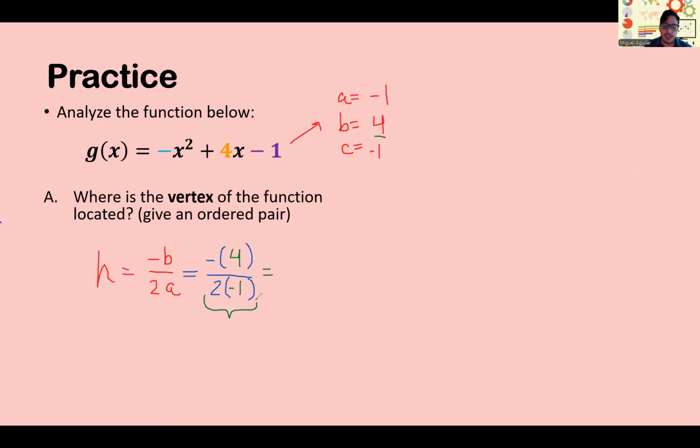Remember, we can type this into our calculator by hitting alpha, y equals, get your fraction, and then type it exactly the way you wrote it. So we're going to put a negative, parentheses, 4, close parentheses. That's the numerator. The denominator is going to be 2 parentheses -1, close the parentheses, hit enter. What did you guys get? 2. Boom. That's the first coordinate, the H of our vertex. Questions, comments?